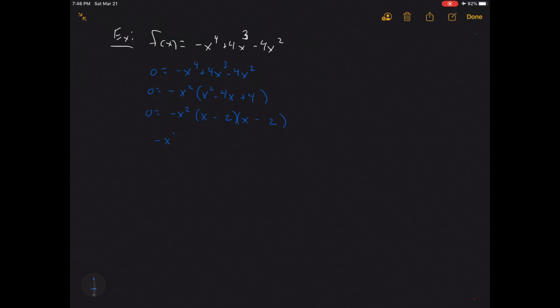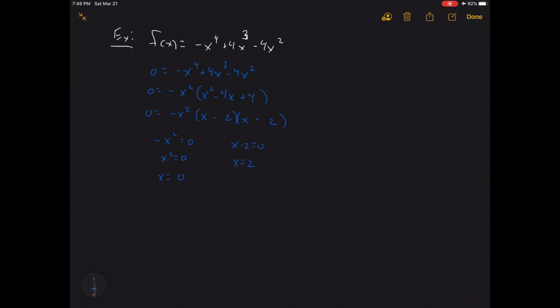So we'll have negative x squared equals 0, or we'll have x minus 2 equals 0, or we'll have x minus 2 equals 0. Well, if I solve one of them, I don't need to solve the other one. So I'm not going to write it twice. In the first one, I can divide both sides by a negative value and get that x squared equals 0. And then I can take the square root of both sides, which is going to give me x equals plus or minus square root of 0. But square root of 0 is 0, and there's no such thing as minus 0, so it's just 0. On the second one, I'm going to just add 2 to both sides, and I get x equals 2.